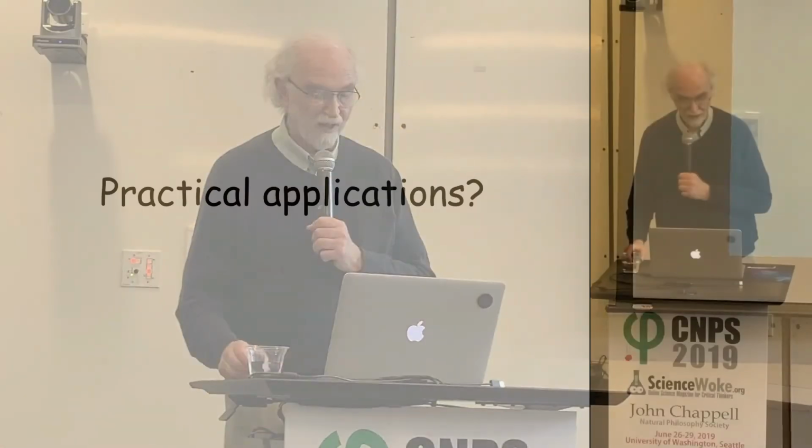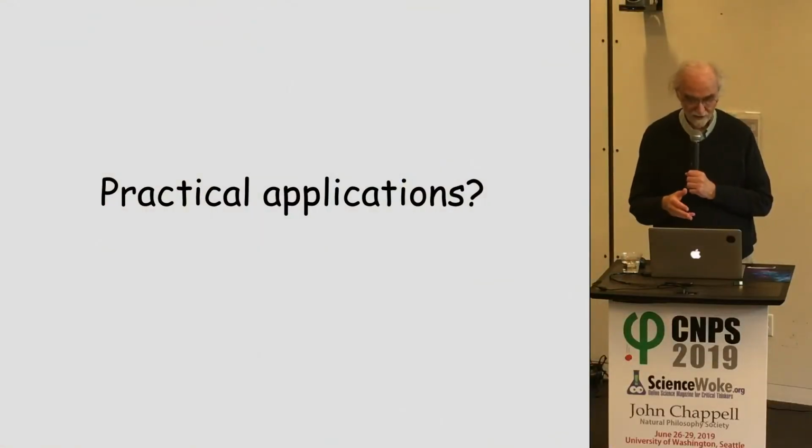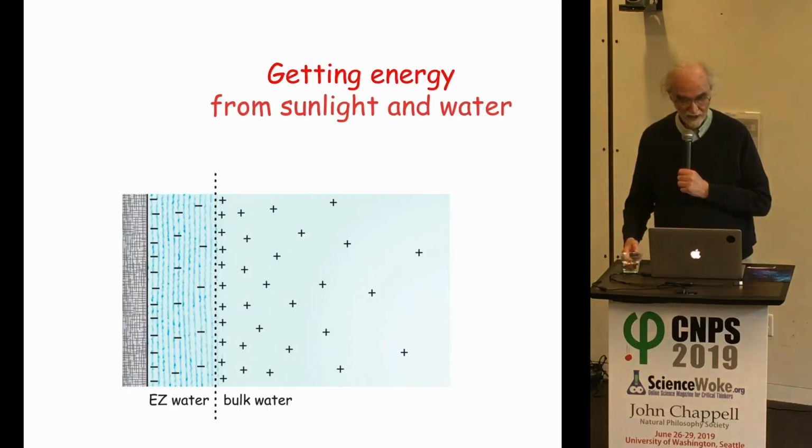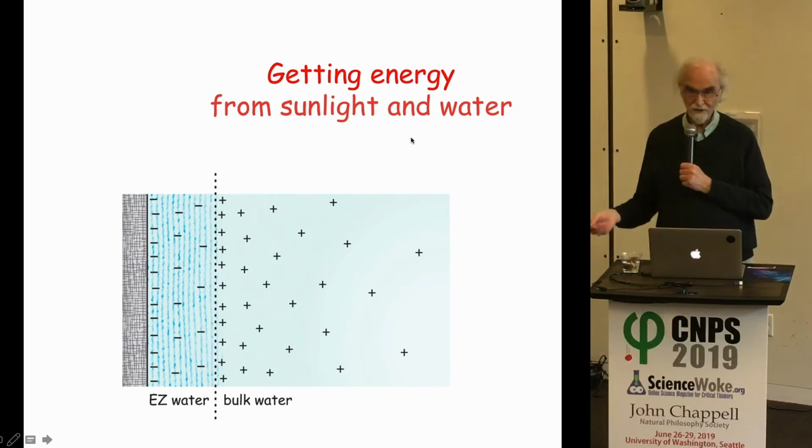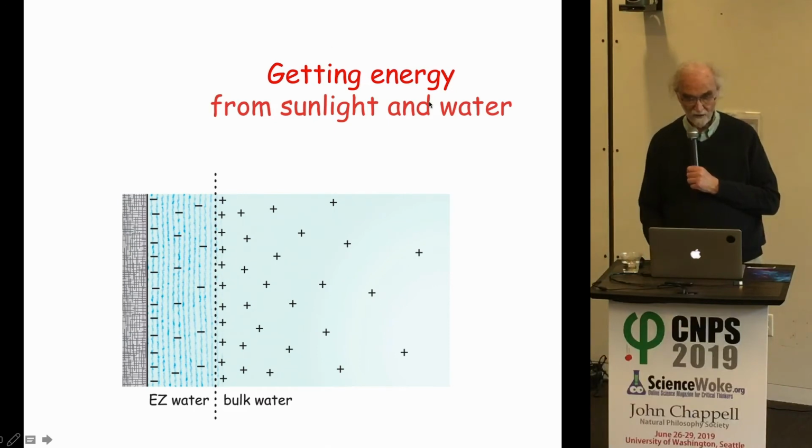So I don't like to end without practical applications. Just a few slides to quickly show. You might imagine some of the practical applications. One of them is getting energy from sunlight and water. We can get energy from photocells, right? But we have to deplete the earth of its natural resources in order to do that. We're talking about light and water, renewable resources.